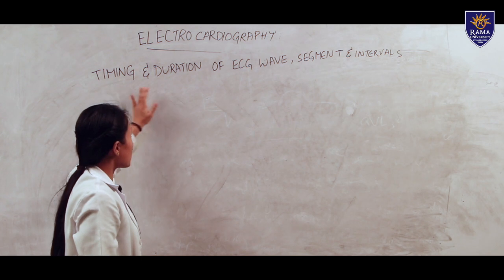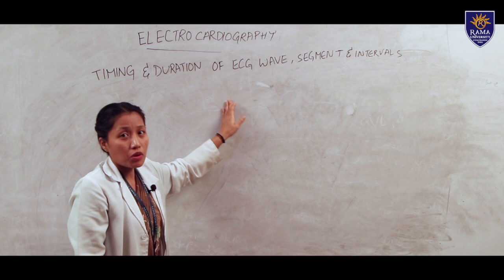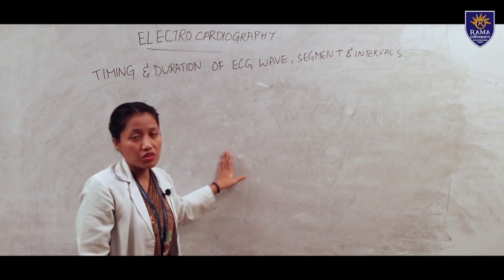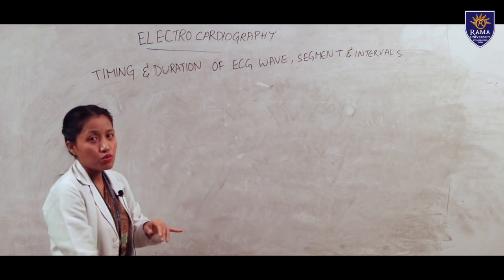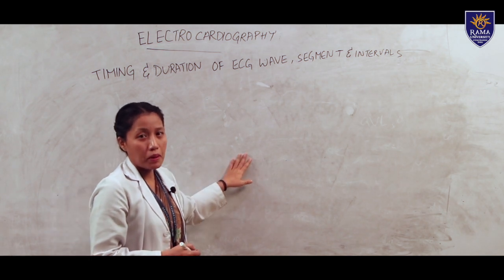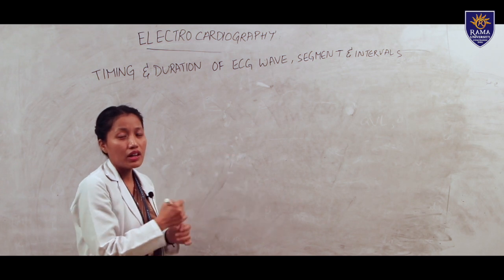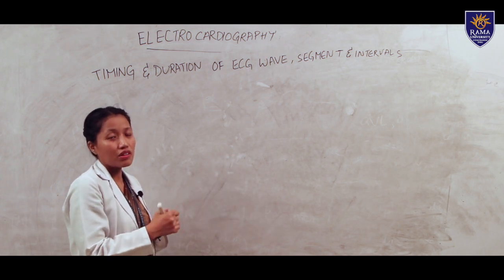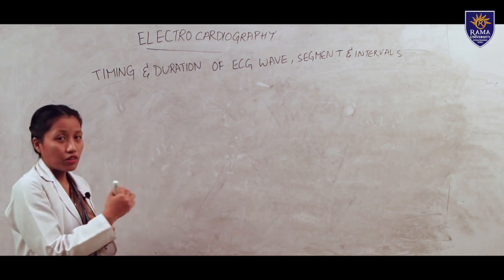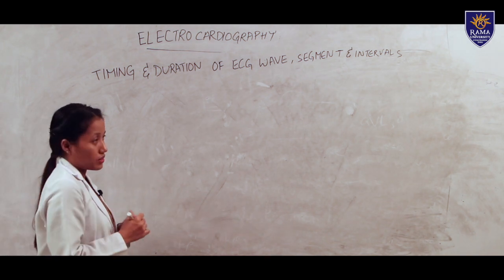Next we will see the timing and duration of ECG waves, segments and intervals. In the different waveforms, how much duration takes place, and in different segments, how much duration and timing takes place. ECG is recorded on calibrated paper. Calibration of the ECG paper helps to determine the duration of cardiac or electrical activities, that is, how much duration is taking place in a particular event.